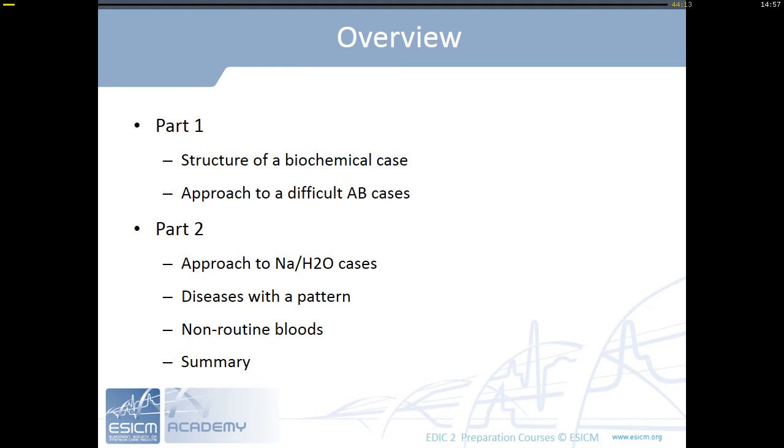The blood station is covered in 2 different talks. I will introduce you to how to do these cases and then go through the most difficult part, which is advanced acid base. And then Armand Girbes hopefully will come and talk about approach to difficult cases of mineral disbalances, and also diseases with a pattern, how you recognize hypothyroidism, for instance, from the blood, and also will summarize the topic for us.